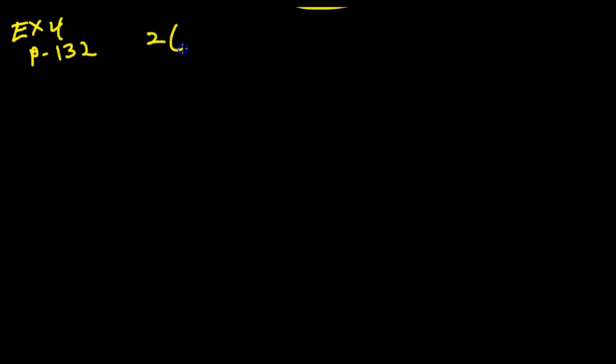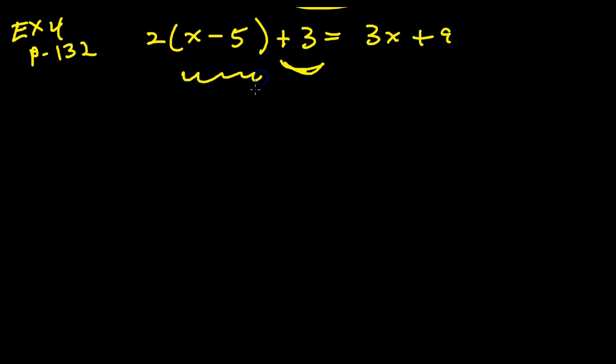Let's try example 4 on page 132. All right. 2 times x minus 5 plus 3 equals 3x plus 9. Now notice this 3 here is not included, of course, in the parentheses here. So what I'm going to do is apply my distributive law and perform this indicated operation.